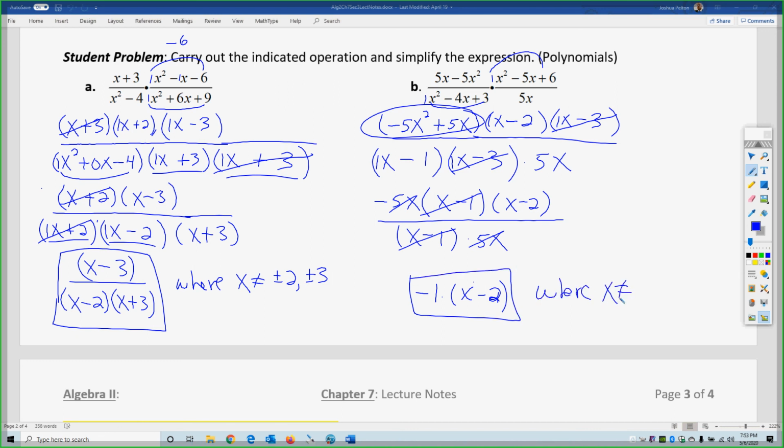where x cannot equal, so let's take a look here. So let's see, in the first term, x can't be 1. In the second one, x can't be 3. In the last one, x can't be 0. Okay, and that is the end of part 2.